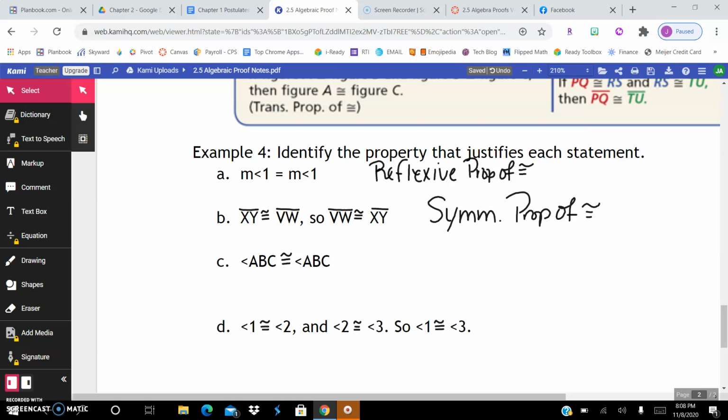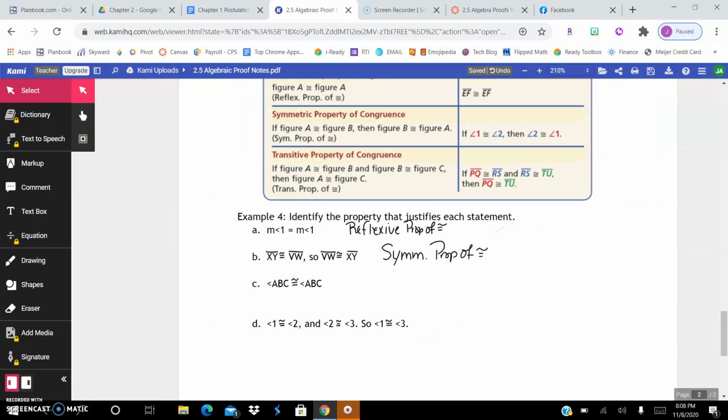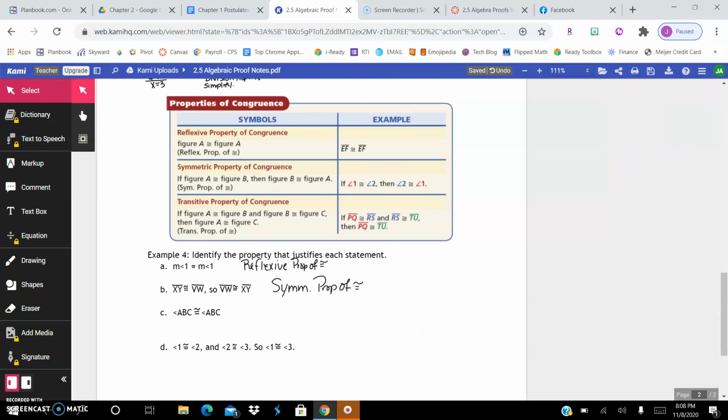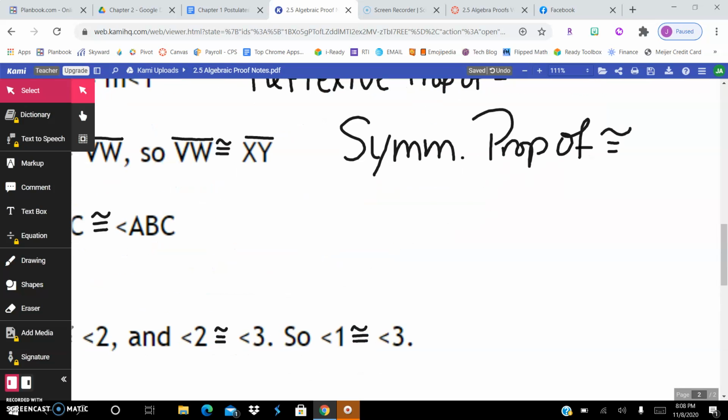And angle ABC is congruent to angle ABC. So those are the same. No orders changed. So we can say that that is the top one as well. Reflexive property of congruence.